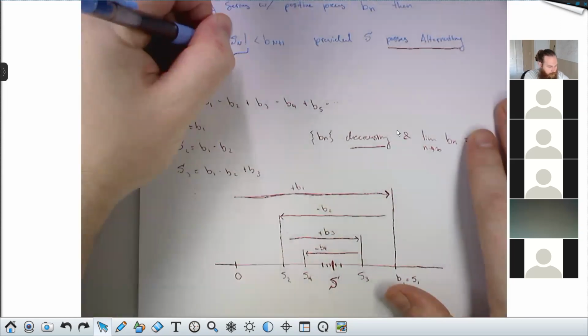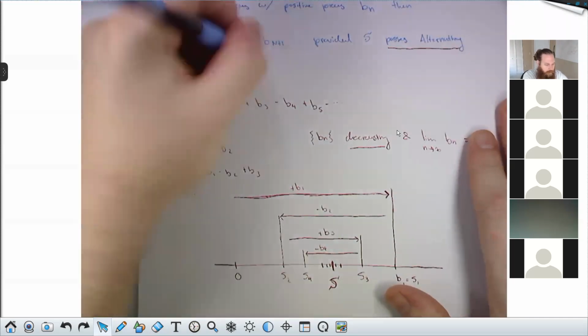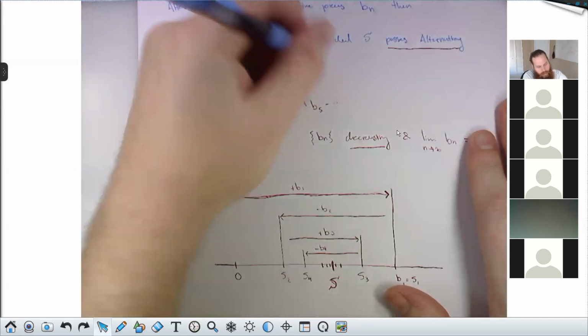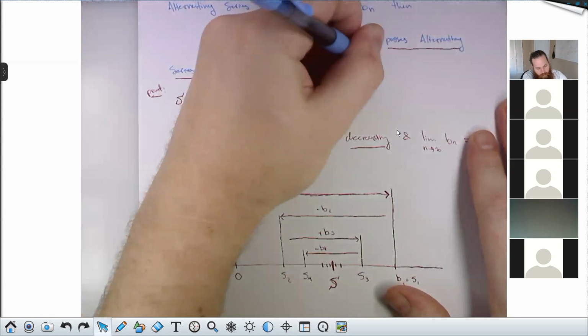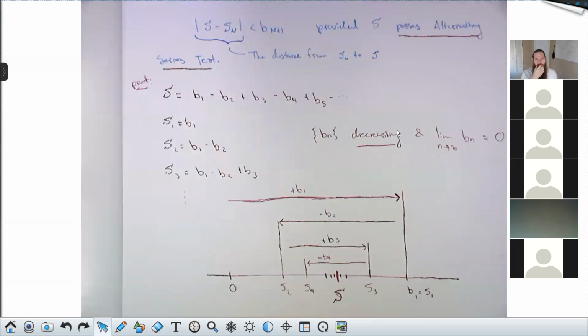This expression right here, this is the distance from Sn to S. Remember, the absolute value of the difference of two numbers is their distance along the number line. Like the absolute value of 3 minus 10, well, that's the absolute value of -7, that's 7. And if you look on the number line, the distance from 10 to 3 is 7.